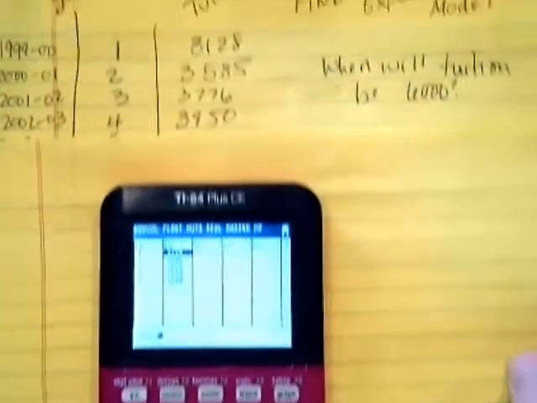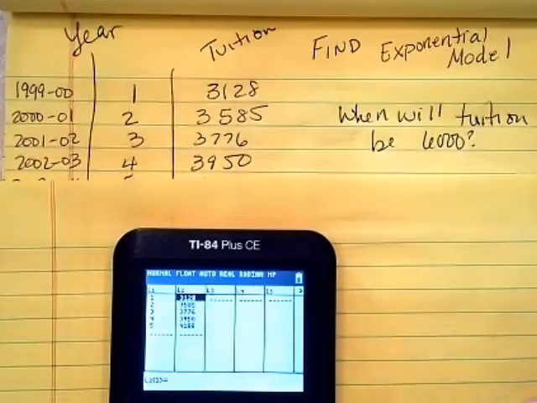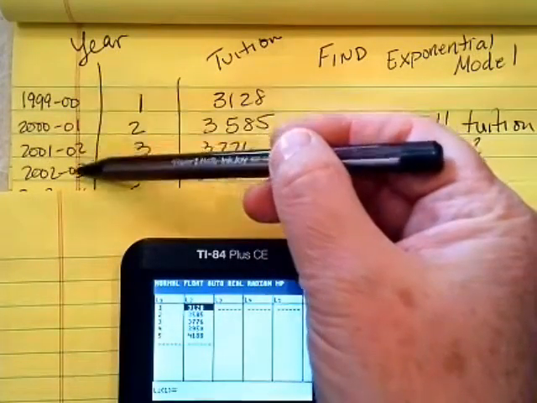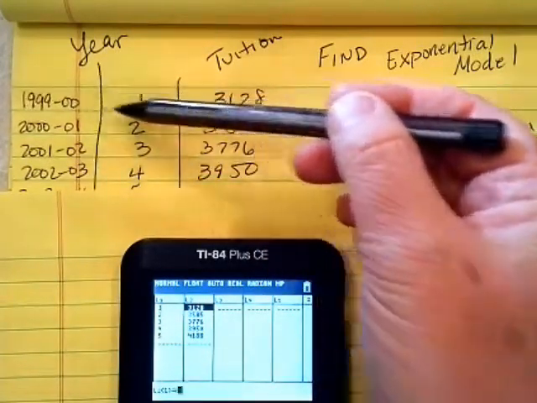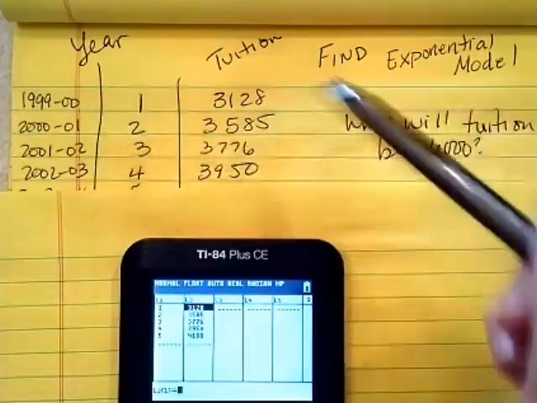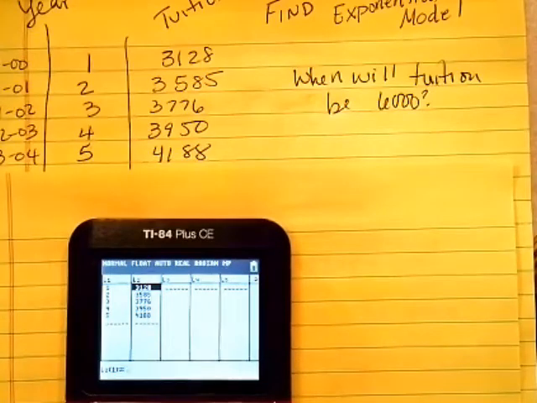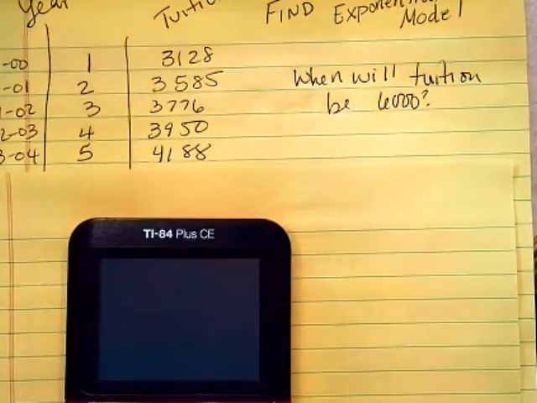Okay, the first question said to find an exponential model. The year was given here, and they wanted you to use 1 for the first year, and then 2, and then 3, and then 4, and then 5, and then the tuition. And the way they want you to do that is they want you to turn on your calculator.